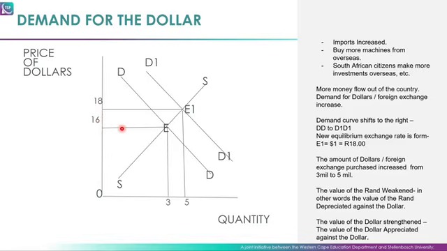Once again, something that confuses the learner. But it's going from 16 to 18. Yes, but 16 to 18 in terms of what? You are spending more to buy a dollar than you have before. So therefore now the value of the Rand has weakened, because that increase, it's the dollar price that's increasing.